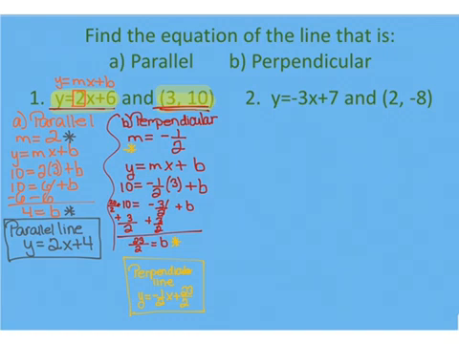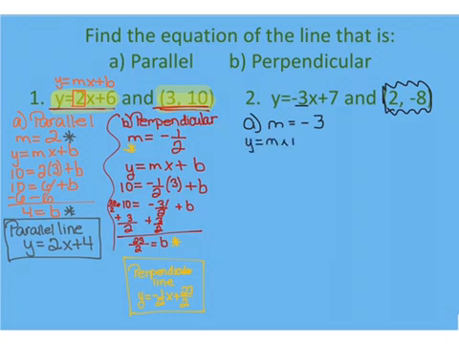So let's start with parallel. A parallel line to y equals negative 3x plus 7 should have the same slope as the line we're given. So the slope has to be negative 3. It's going to go through a different intercept, and our new line has to go through the point (2, negative 8). So I have to work on finding the new intercept.